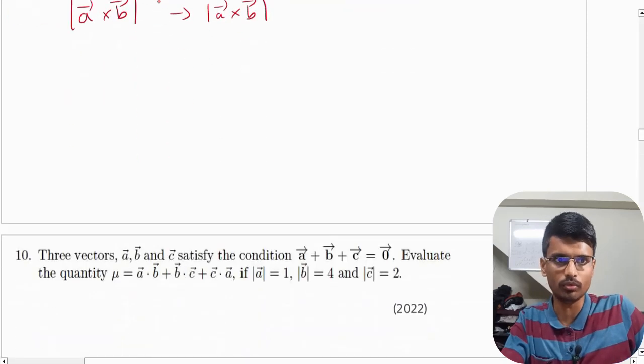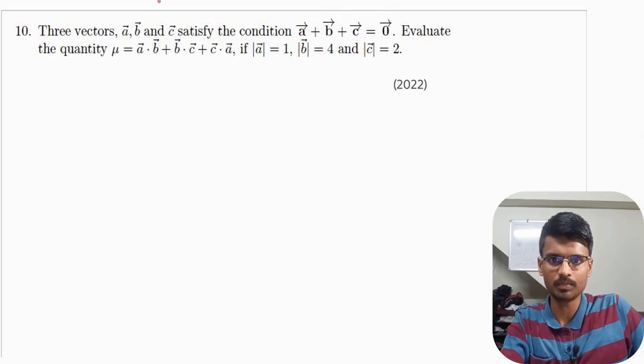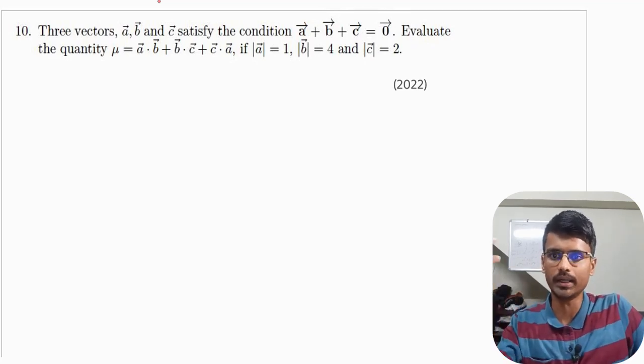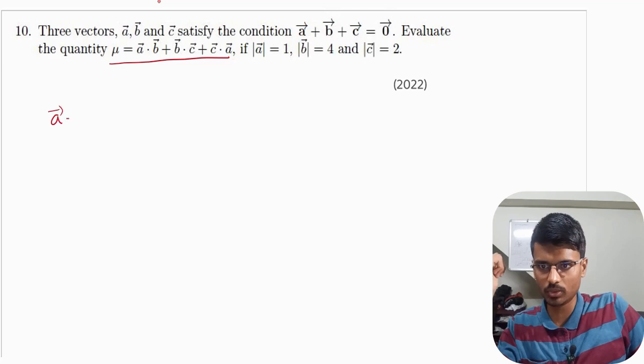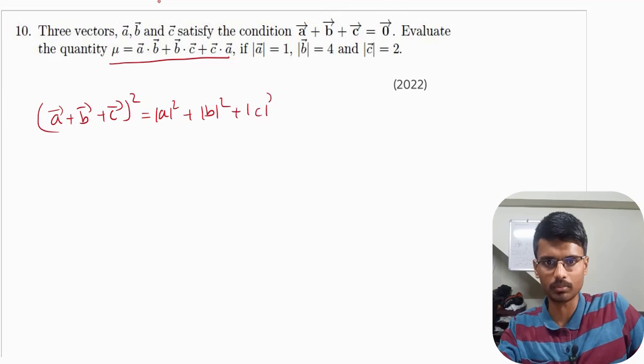Okay, moving on. This one is an interesting question. Three vectors A, B, C satisfy the condition A plus B plus C is equal to 0. Evaluate this quantity, if magnitude of vector A is 1, magnitude of vector B is 4 and C is 2. For this we need to know this identity, (A plus B plus C) whole square. You have studied this in your lower classes. This is nothing but A square plus B square plus C square plus 2 (A.B plus B.C plus C.A). If you know this, you can solve this.